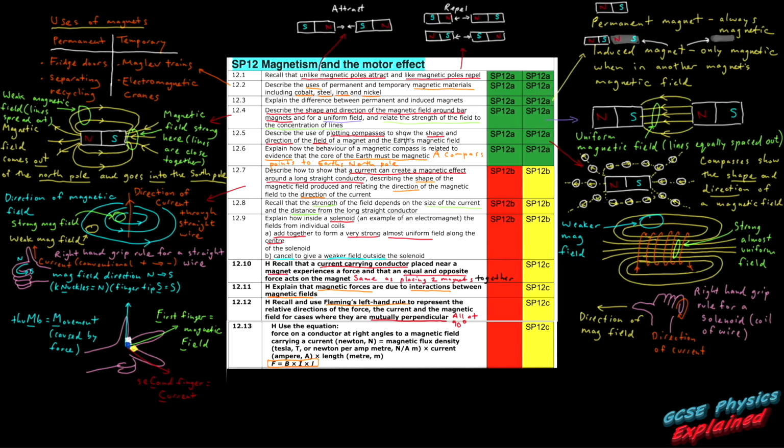Describe the use of plotting compasses to show the shape and direction of the field of a magnet and the Earth's magnetic field. So for the field around a magnet, what you basically do is just put plotting compasses all over the place. You can see I've strategically placed them to show that the field comes out of the North Pole and goes into the south. So these compasses here would show the shape and direction of a magnetic field. And whichever way the compass is pointing, draw a little arrow coming out of the compass on the paper next to it. Little arrows coming out like that.